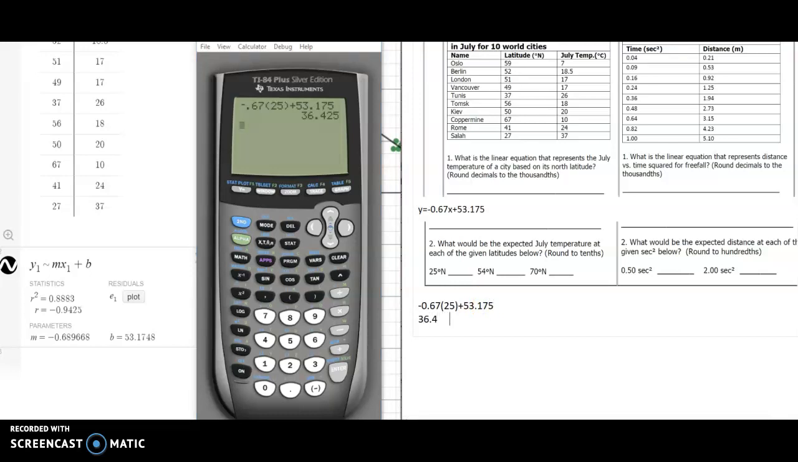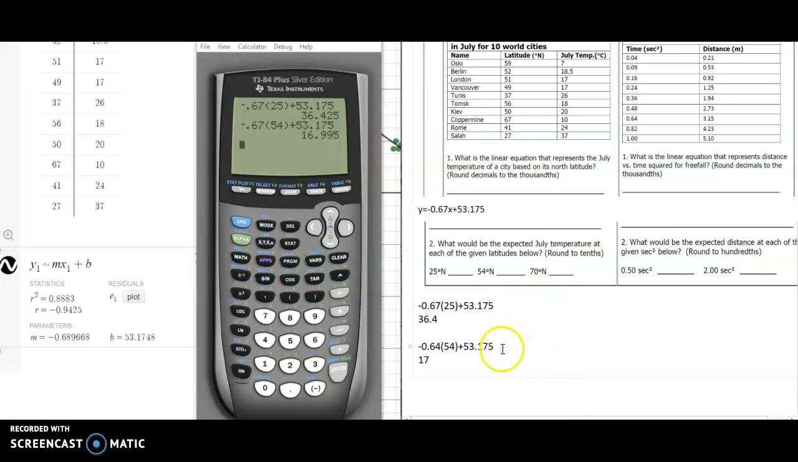And I'm going to do the same thing for 54. I'm going to substitute 54 for x. So I'm going to say negative 0.67 times 54 plus 53.175. I'm going to type that into my calculator again. Typed it in there. So my approximated temperature would be actually 17 on this one, because the 9 bumps up the 9, which bumps up the 6.